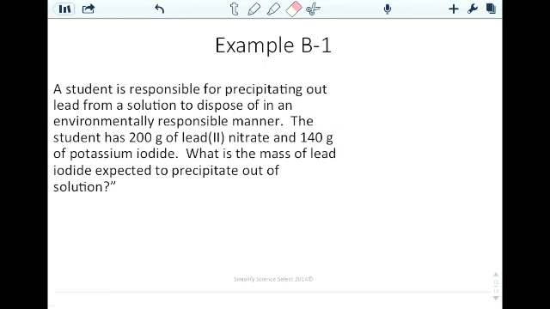Let's look at this example B1. It says a student is responsible for precipitating out lead from a solution to dispose of it in an environmentally responsible manner. The student has 200 grams of lead(II) nitrate and 140 grams of potassium iodide. It says, what is the mass of the lead iodide expected to precipitate out of a solution? So first thing we have to do is write our balanced chemical equation.